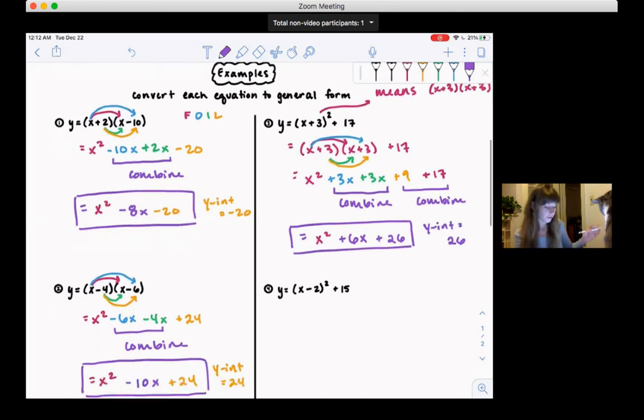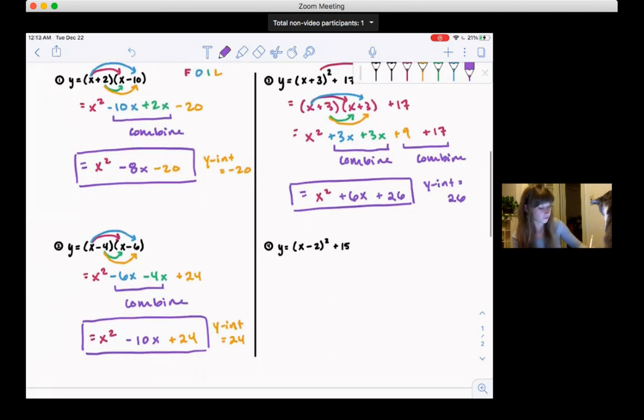All right, one more like that. So first step is to expand this exponent. That means x minus 2 times x minus 2, and we still have plus 15 at the end. Now we multiply these two together using FOIL, first, outer, inner, last. First terms, x times x is x squared.